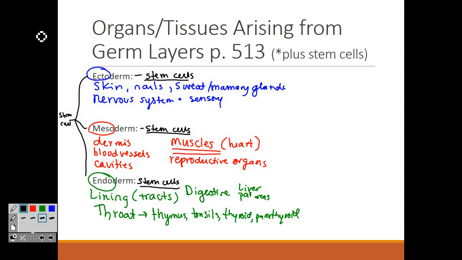Now, does anyone want to ask anything about the germ layers here? Okay.